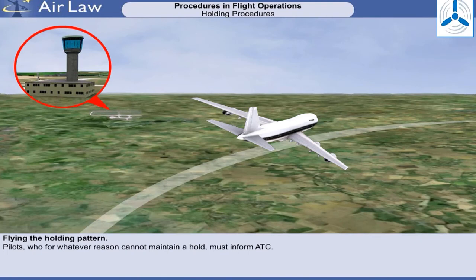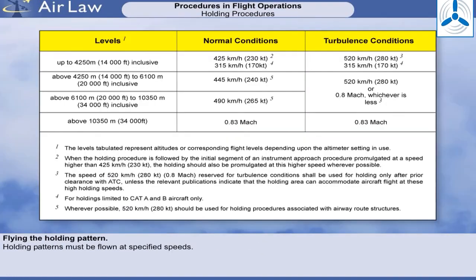If for any reason a pilot is unable to conform to the procedures for normal conditions, air traffic control should be informed as soon as possible. Holding patterns are to be flown at the speeds illustrated in this table.